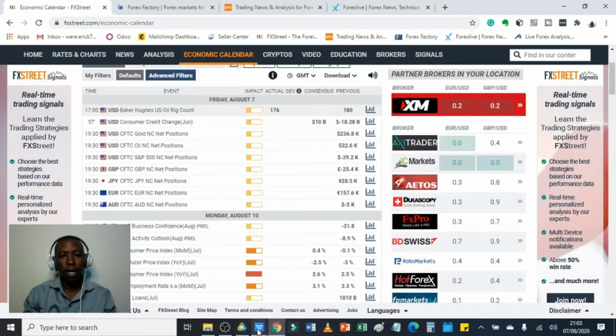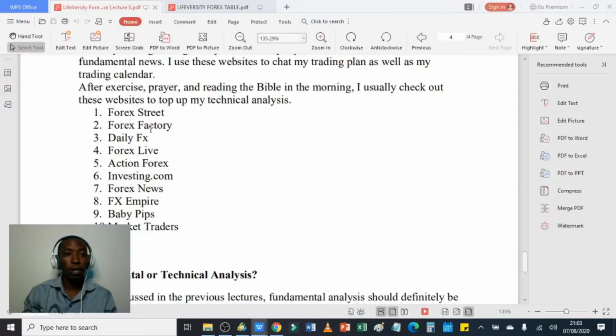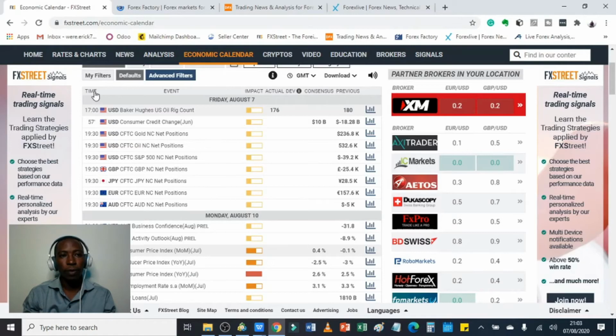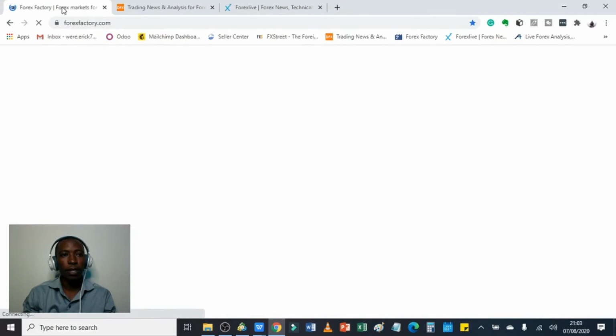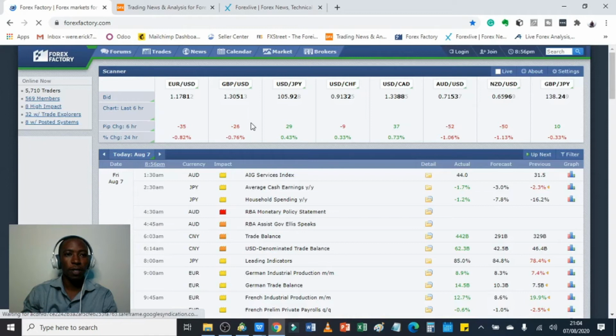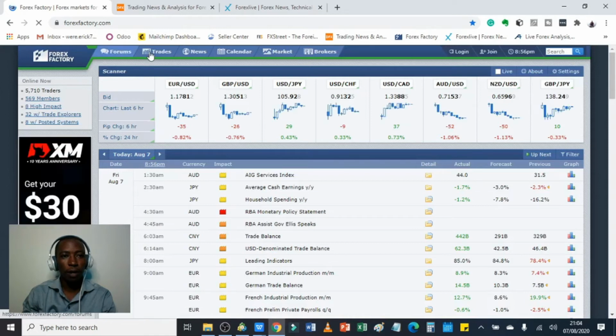The second website I usually depend on is Forex Factory, and I'll just close the first one in order to allow the second one to load faster. Here is Forex Factory. My internet is very slow. The same with DailyForex, or Forex Street. You can check out Forex Factory. It has different types of news. It just loaded, and we have forums, trades, and much more, but I usually concentrate on news.